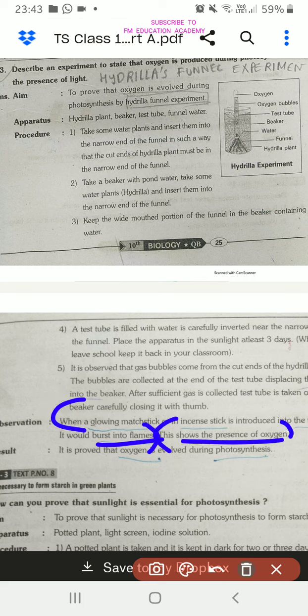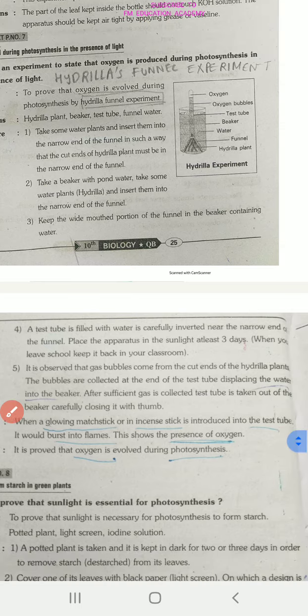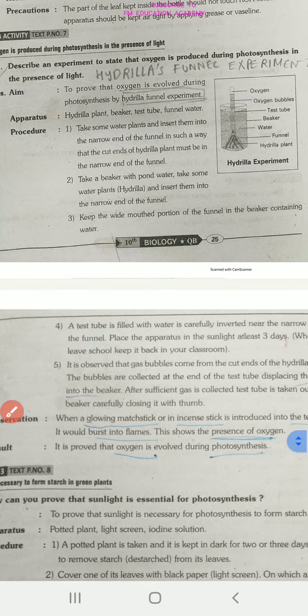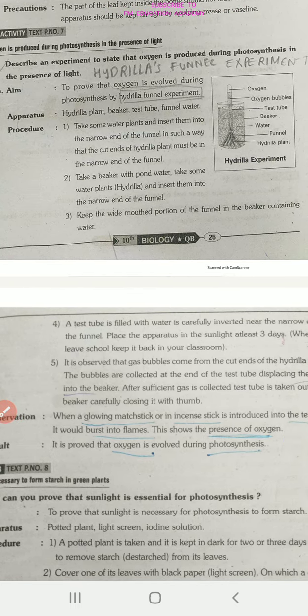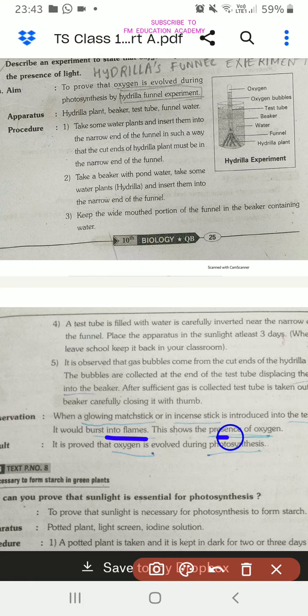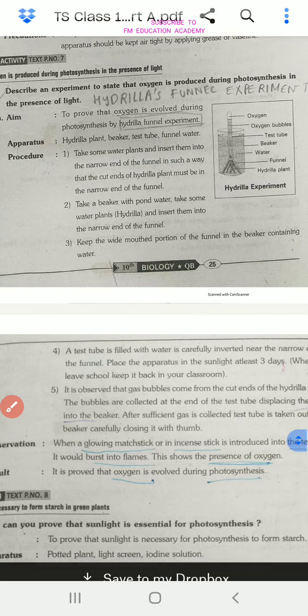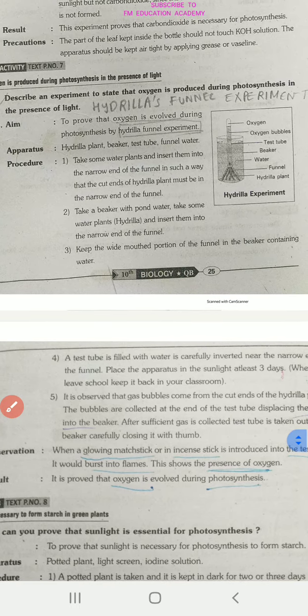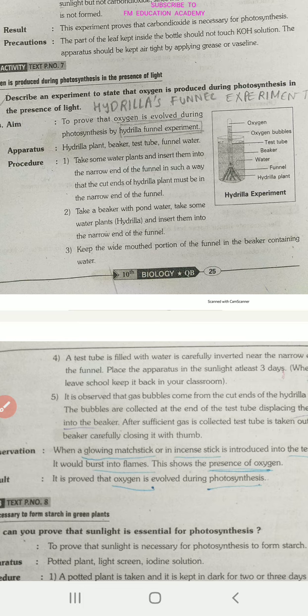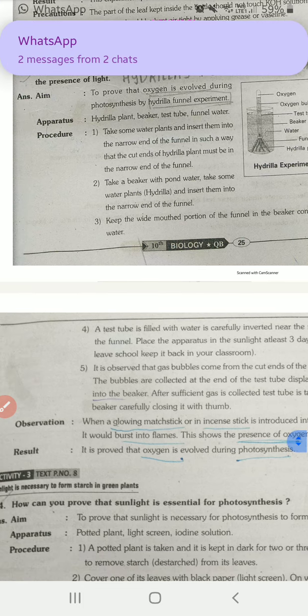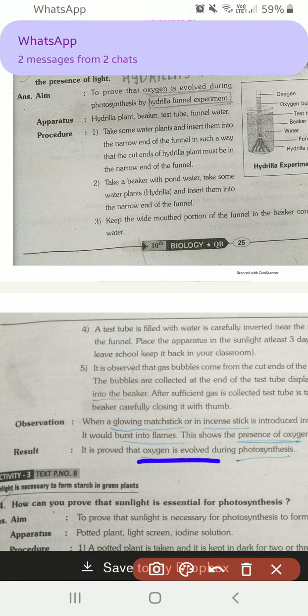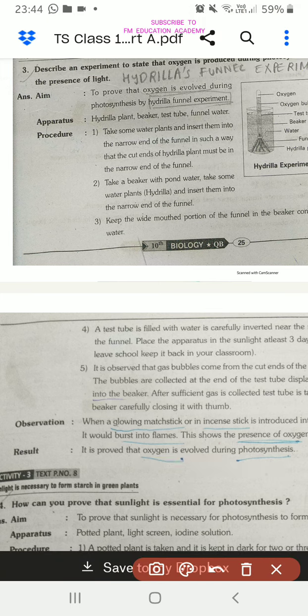So what do we do when we bring a glowing matchstick or incense stick near the test tube? Because it contains oxygen bubbles, it would burst into flames. So this proves that oxygen is present in this experiment, and plants release oxygen during photosynthesis in the presence of light. That is what we observe. So the result is the same as the aim: it is proved that oxygen is evolved during photosynthesis.